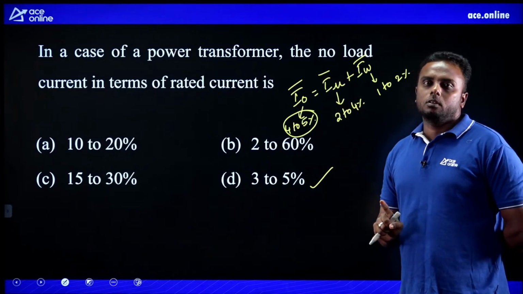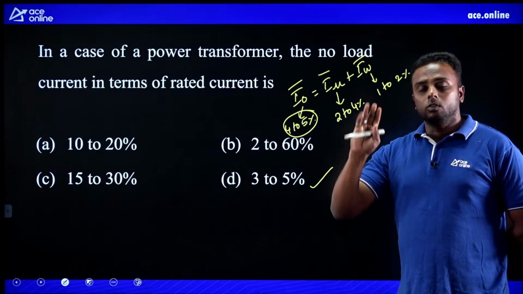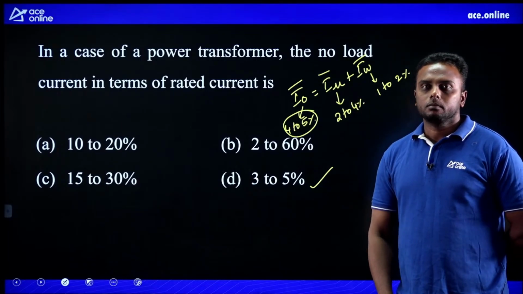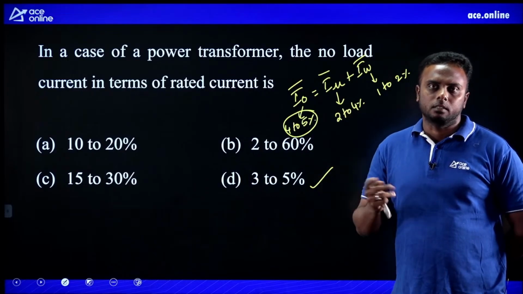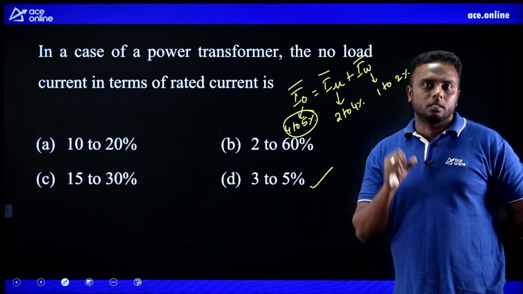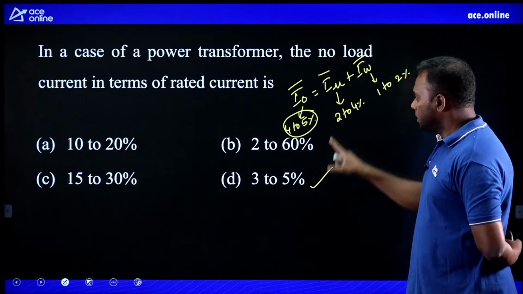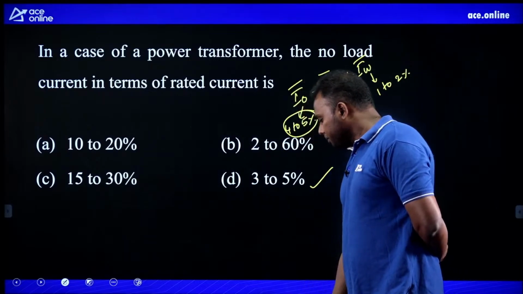If it is an induction motor, I mu percentage is very high, approximately 25 to 30 percentage. IW is a little increased, 2 to 5%. And overall I naught will be approximately 30 percentage of full load current or rated current. So that is more in induction motor, less in transformer. Remember this. Next question.